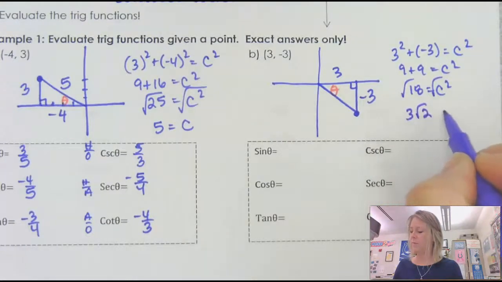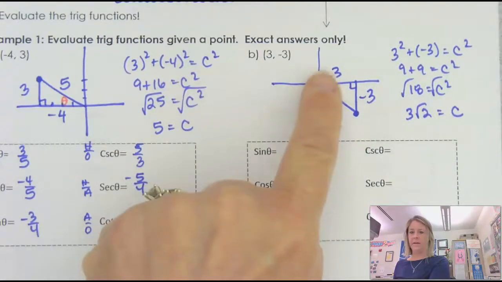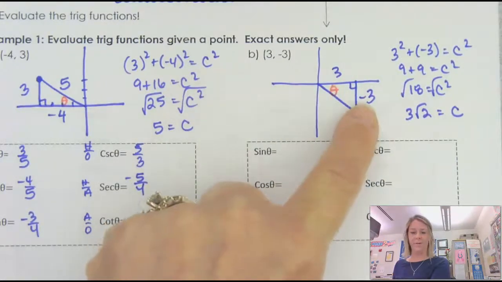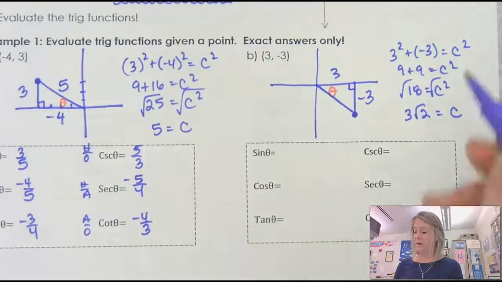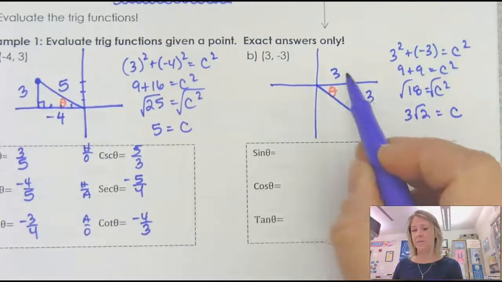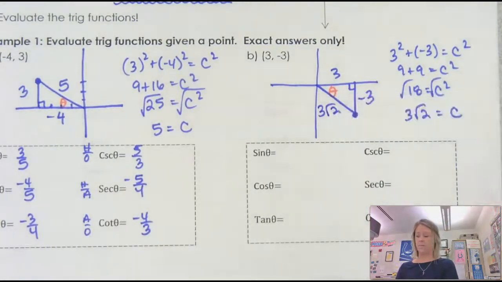You're going to get 3 radical 2, which, if you guys see here, if those two sides are the same number, I mean, I know that's negative, but maybe you'll realize that that's a 45, 45, 90 triangle, and the hypotenuse is just a leg times radical 2. So we did go over that too.